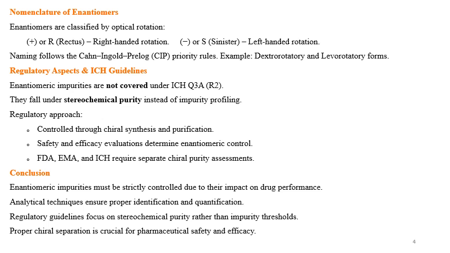And in conclusion, enantiomeric impurities must be strictly controlled due to their impact on the drug performance. Various analytical techniques can be used for proper identification and quantification. Regulatory guidelines focus on the stereochemical purity rather than impurity thresholds. Proper chiral separation is crucial for the pharmaceutical safety and efficacy.